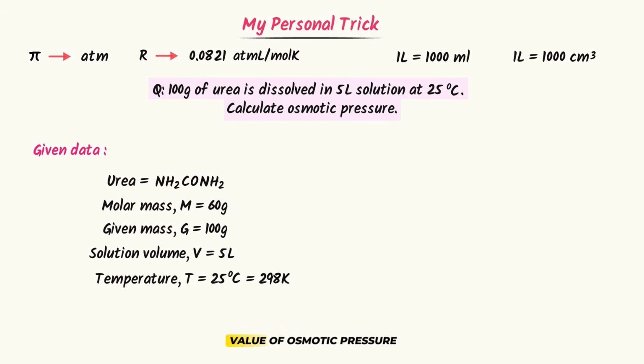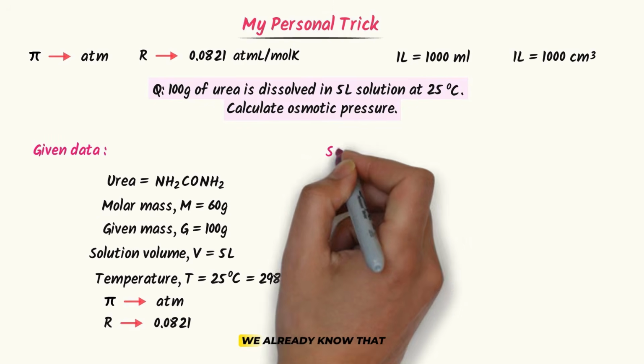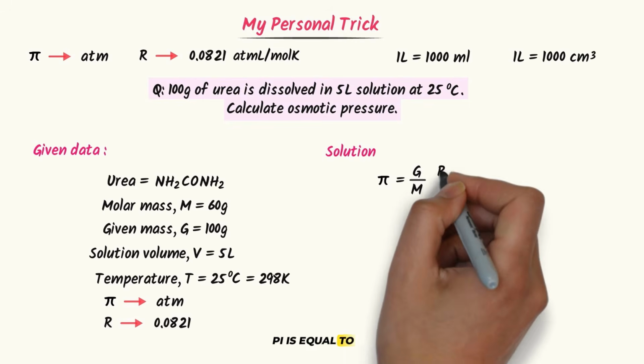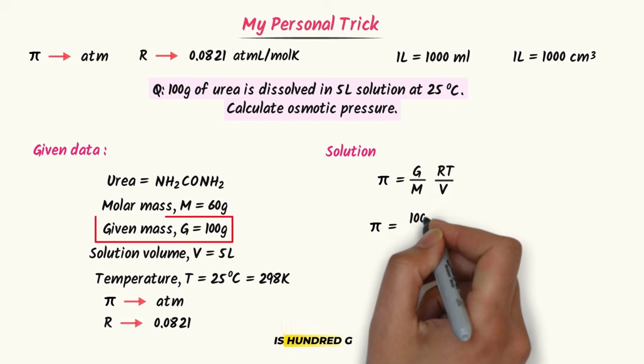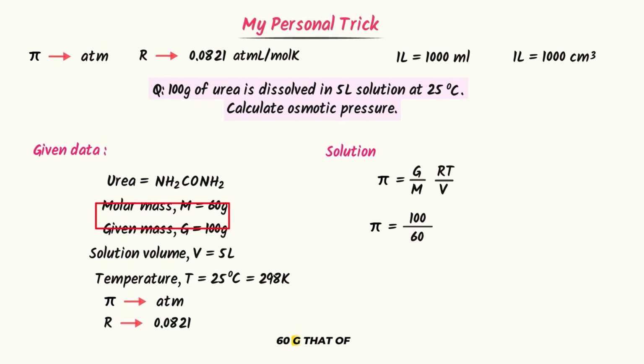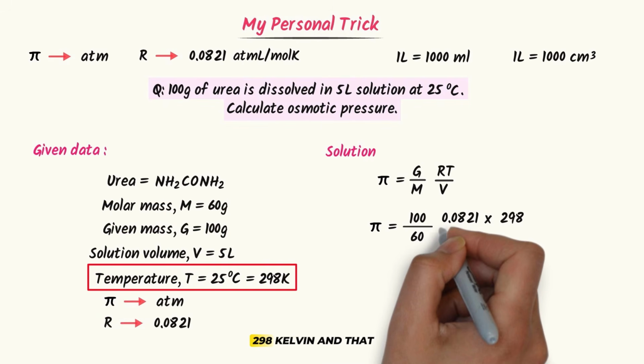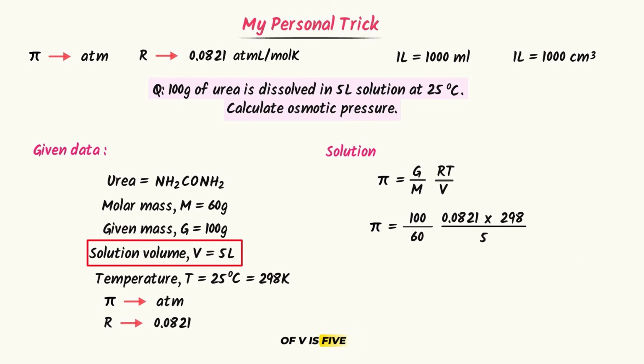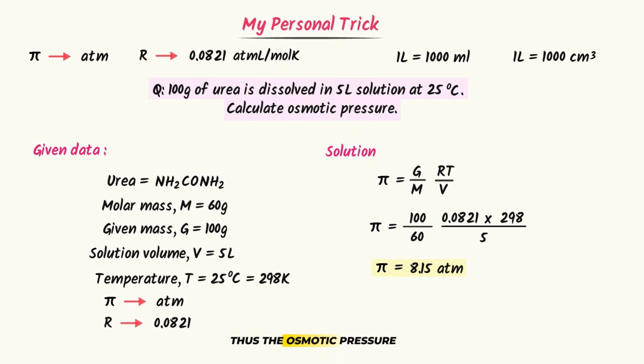Secondly, we will find the value of osmotic pressure in atmosphere. So we will use R is equal to 0.0821. We already know that pi is equal to G upon M R T upon V. The value of G is 100 gram, that of M is 60 gram, that of R is 0.0821, that of T is 298 Kelvin, and that of V is 5. After calculation, I get pi is equal to 8.15 atmosphere. Thus, the osmotic pressure of urea in 5 liter solution is 8.15 atmosphere.